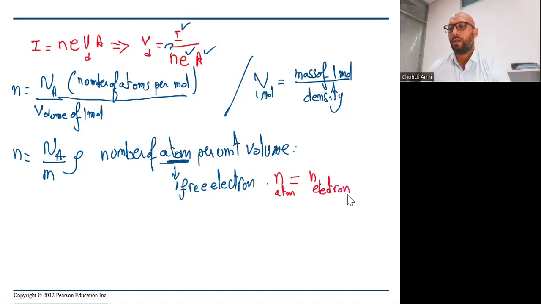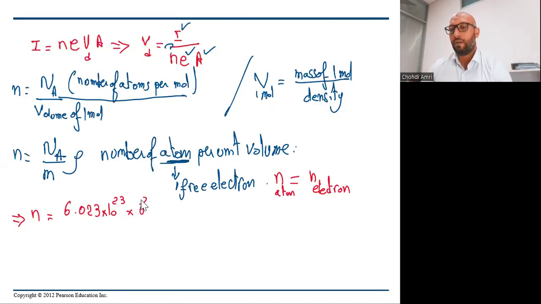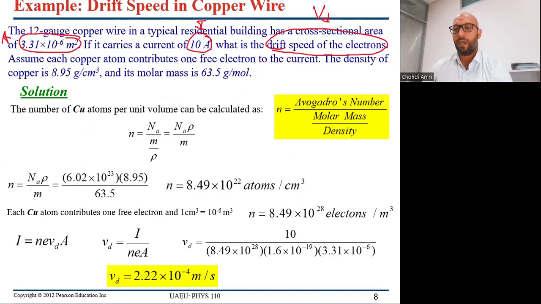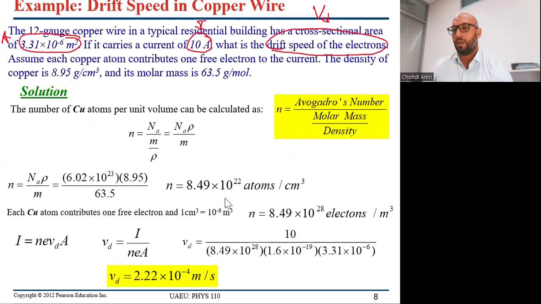And we are done. So we can say that n equals the Avogadro number, which is equal to 6.023 times 10 power 23, multiplied by the density 8.95, divided by the molar mass 63.5 for the copper, and we're going to get 8.49 times 10 power 22.